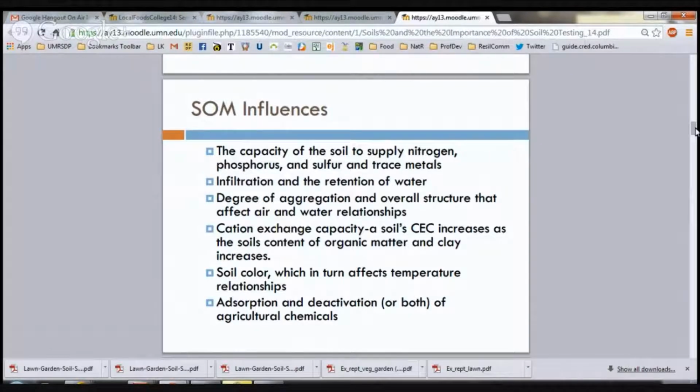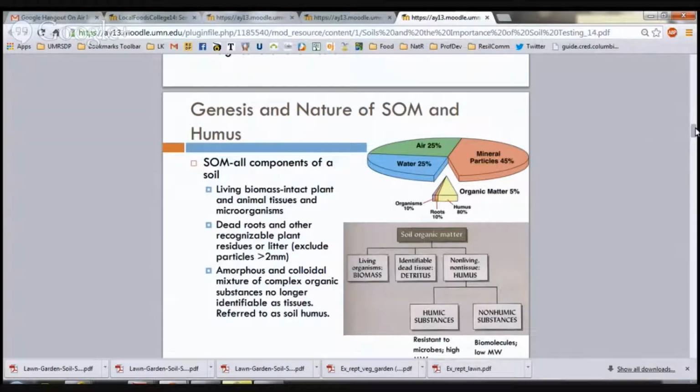And then it also provides or helps influence infiltration and retention of water through the profile as well. And remember, we need water and nutrients for plant growth and development. Soil organic matter is composed of living biomass, identifiable dead tissue, and non-living, non-tissue. But that's kind of getting into a little bit too much detail.